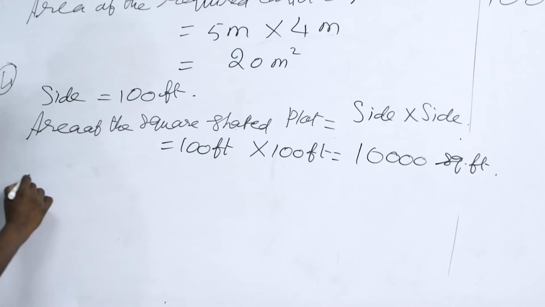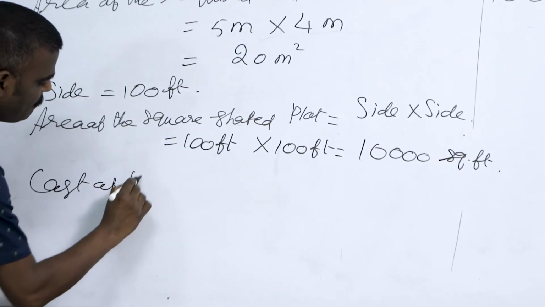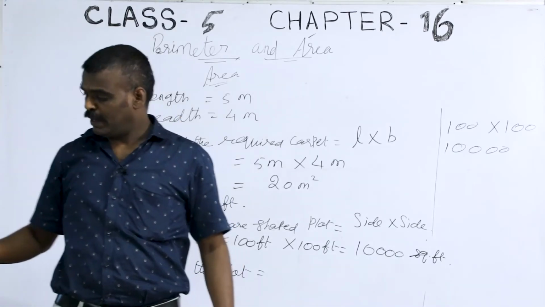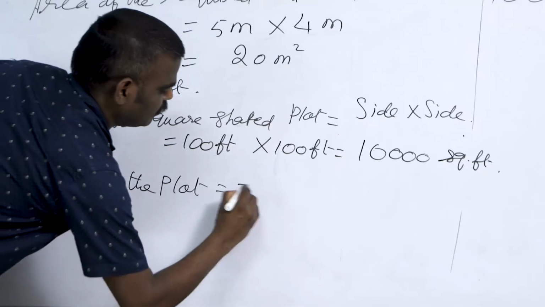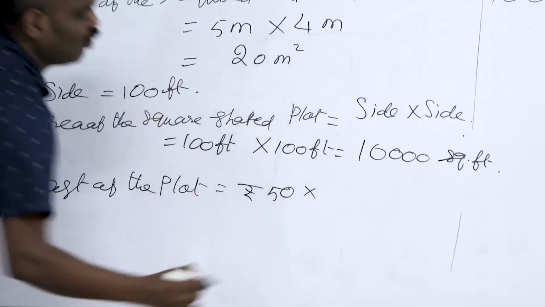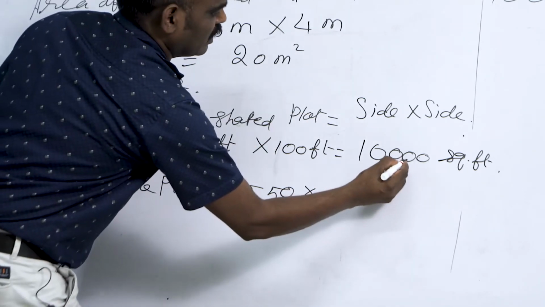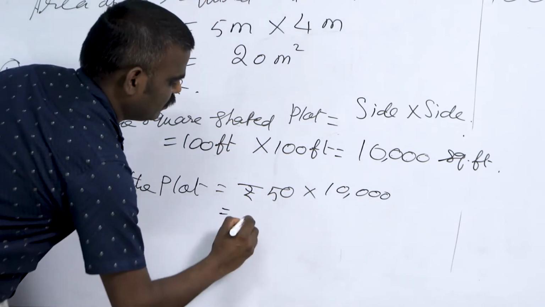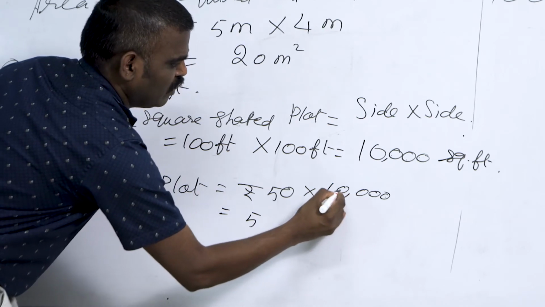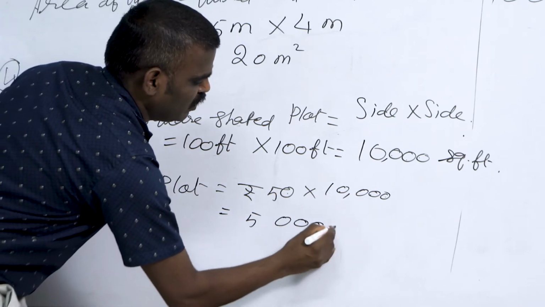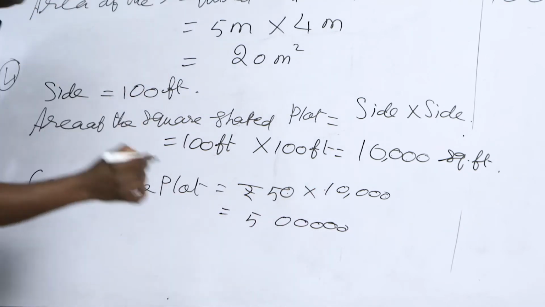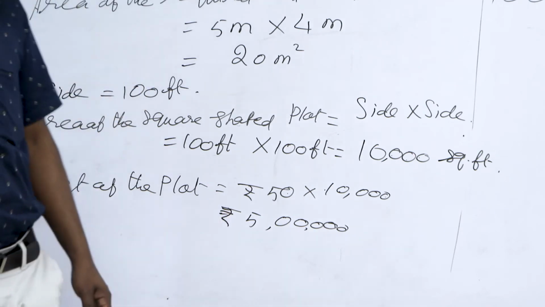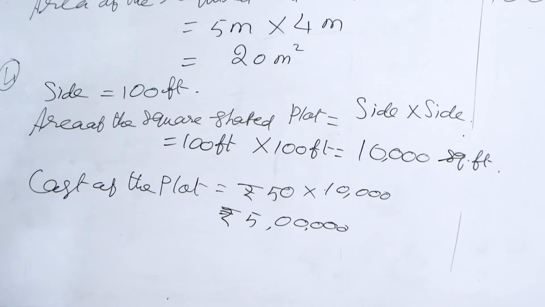Calculate the cost of the plot. Look at the question, per square feet rupees 50. How many square feet do we have? 10,000 square feet. So multiply. 1, 2, 3, 4, 5, 0, and 1 into 5, 5. Your answer is over. So this is your answer. Okay, children? Write all of you. After that, we will go to the next questions.